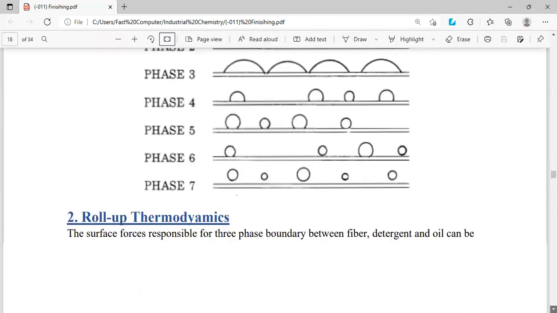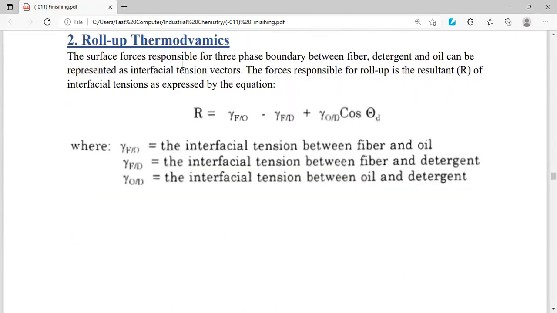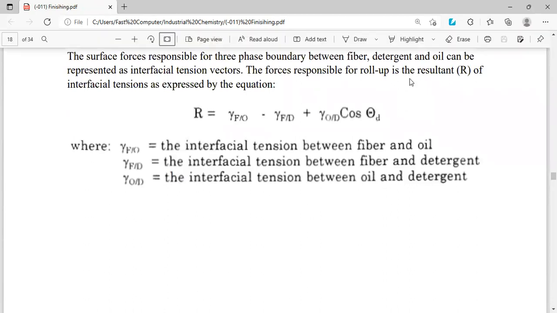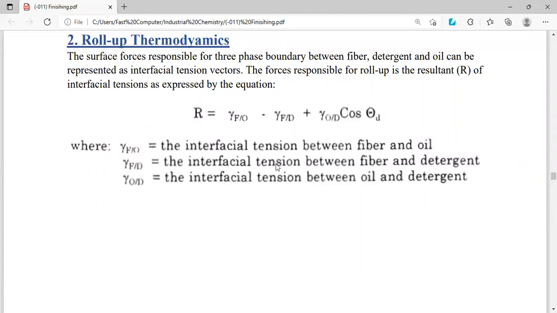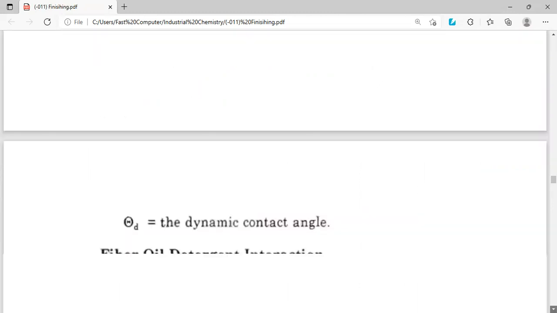Second, we will discuss roll-up thermodynamics. The surface forces responsible for the three-phase boundary between fiber, detergent and oil can be represented as interfacial tension vectors. The force responsible for roll-up is the resultant of interfacial tensions as expressed by the equation R = γ(F/O) − (γ(F/D) + γ(O/D)) cos θ(D), where γ(F/O) is the interfacial tension between fiber and oil, γ(F/D) is the interfacial tension between fiber and detergent, γ(O/D) is the interfacial tension between oil and detergent, and θ is the dynamic contact angle.